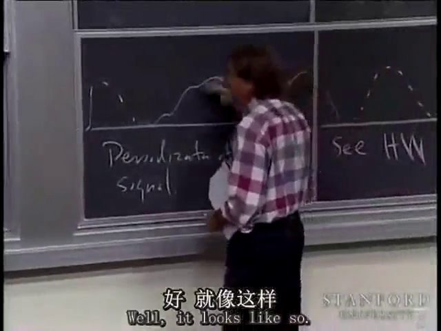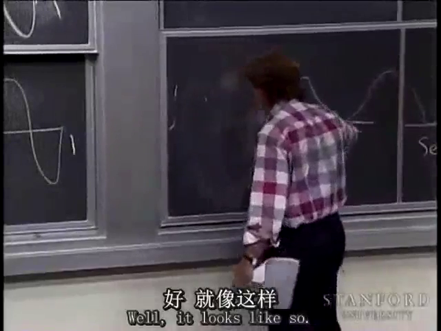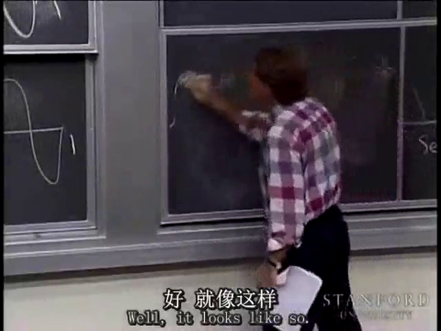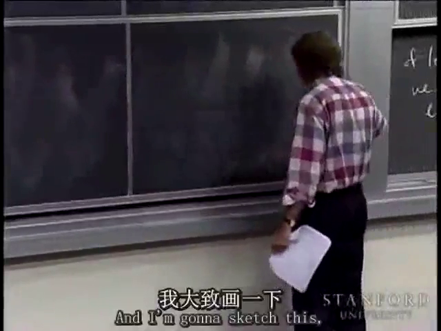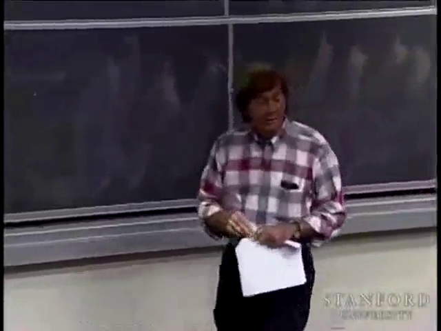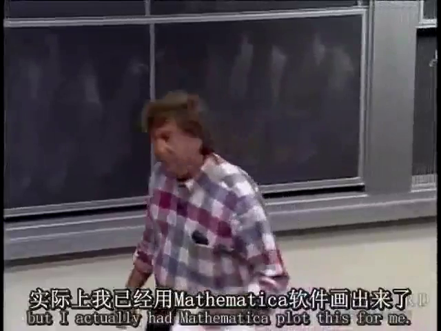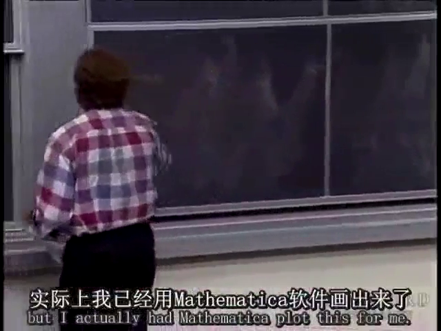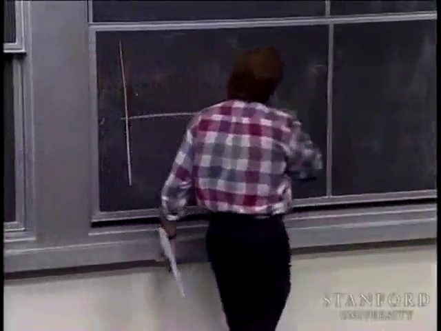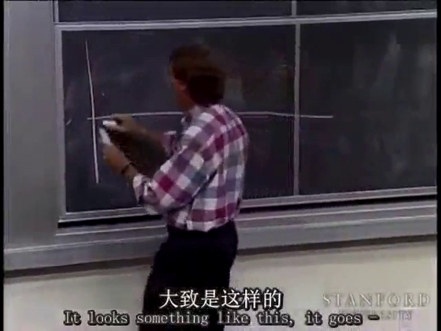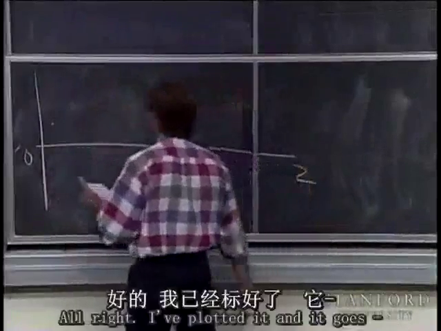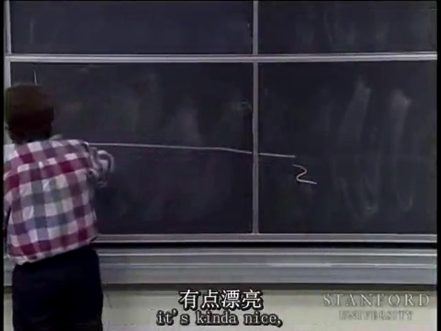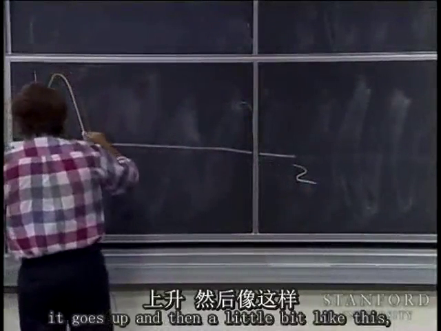Well, it looks like so. And I'm going to sketch this, and then I want to make another comment about this in just a second, but I actually had Mathematica plot this for me. It looks something like this. This is plotted on an interval of length 2. All right, I plotted it. And it's kind of nice. It goes up, and then a little bit like this.